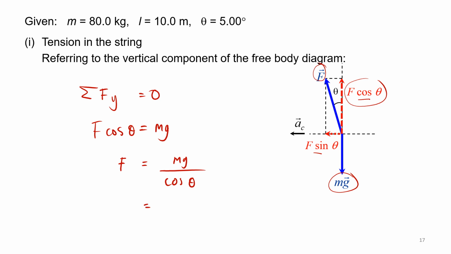So we substitute all the values. So the mass is 80 kg, gravity 9.81, divided by cos 5. Make sure the calculator is in degree mode. So we will have the answer 788 Newton.